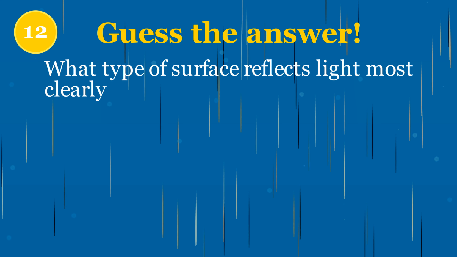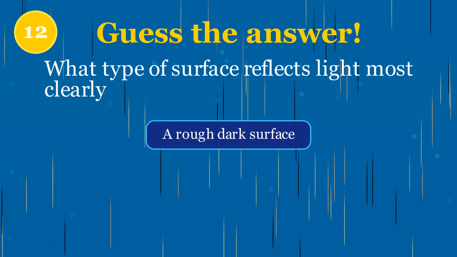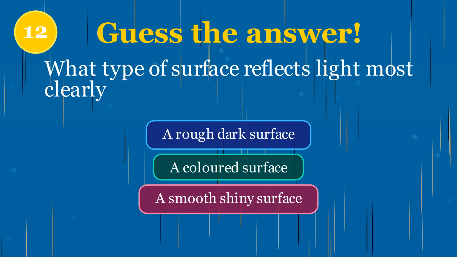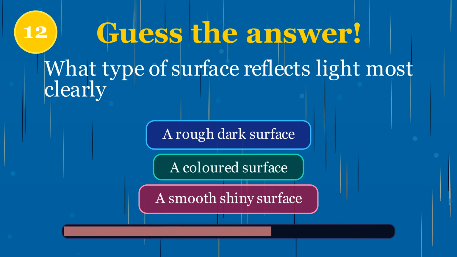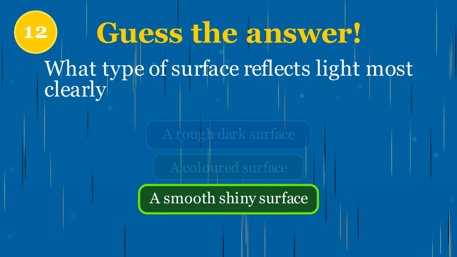What type of surface reflects light most clearly? A rough, dark surface. A colored surface. A smooth, shiny surface. The correct answer is, a smooth, shiny surface.